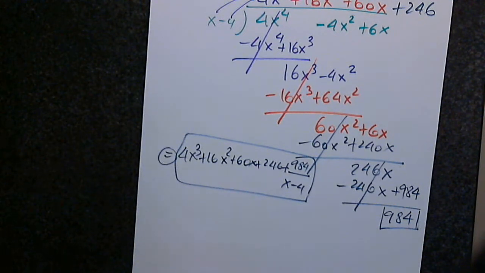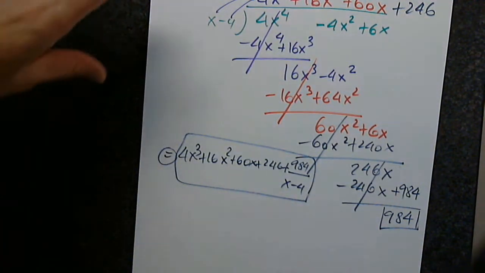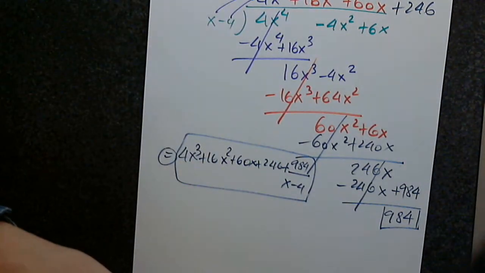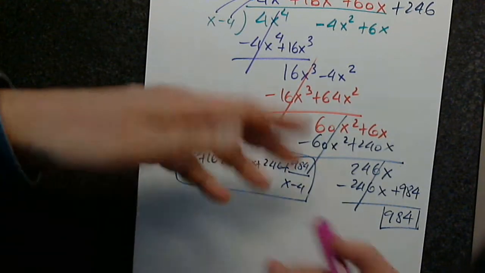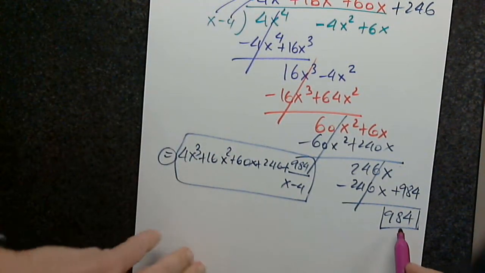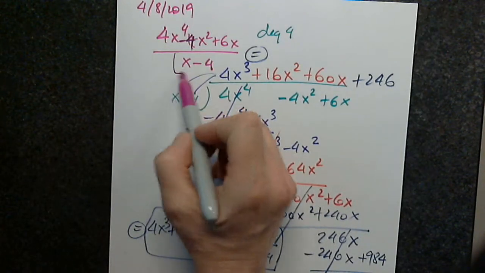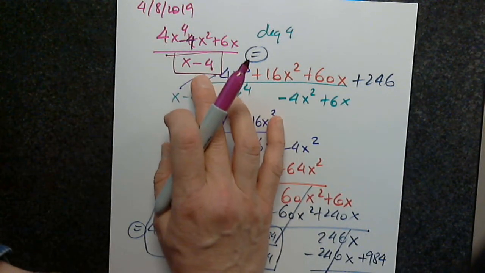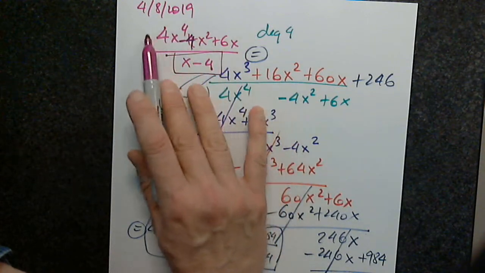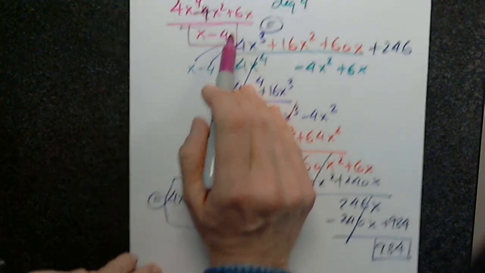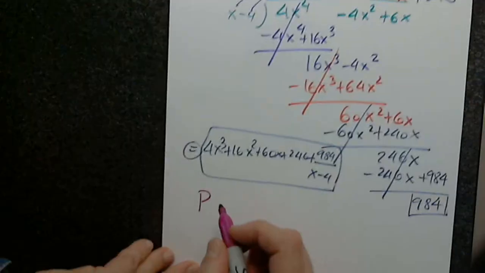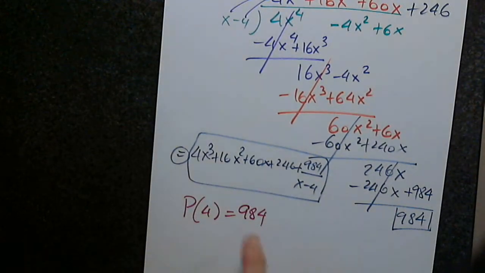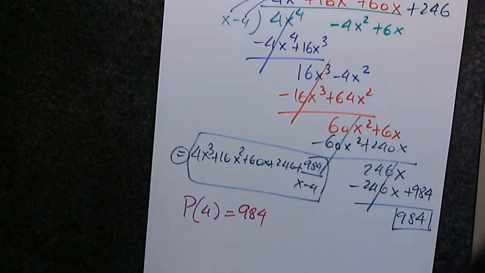How do I check the remainder? We talked about it a little bit. So I'm a little bit concerned about this remainder. I don't know, I may have made an error somewhere. How do I check the remainder? Only for such a division, only when synthetic division is also applicable. I will evaluate this polynomial at 4. If I call that polynomial P, P of 4 should be 984. If it isn't, I have an error somewhere.